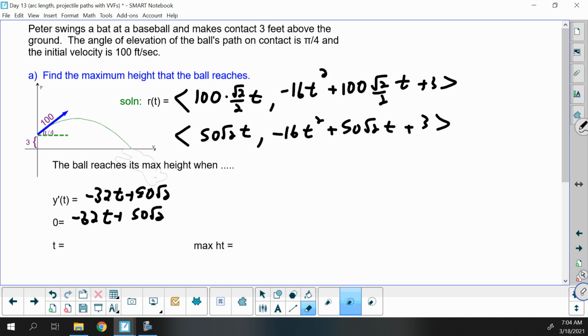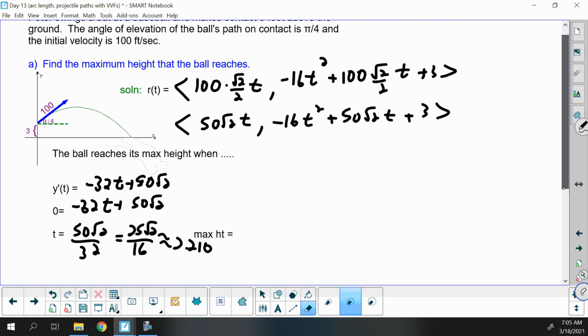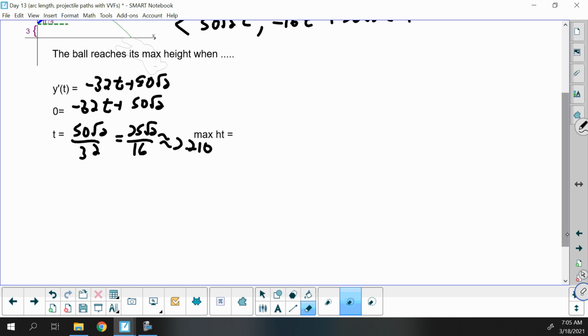If we subtract the 50 square root of 2 over and divide by 32, we'll end up with a positive 50 square root of 2 over 32. Or in other words, that's 25 square root of 2 over 16. Now, if you did that as 3 decimal places, that would be 2.210. So we've got to put that on a number line.